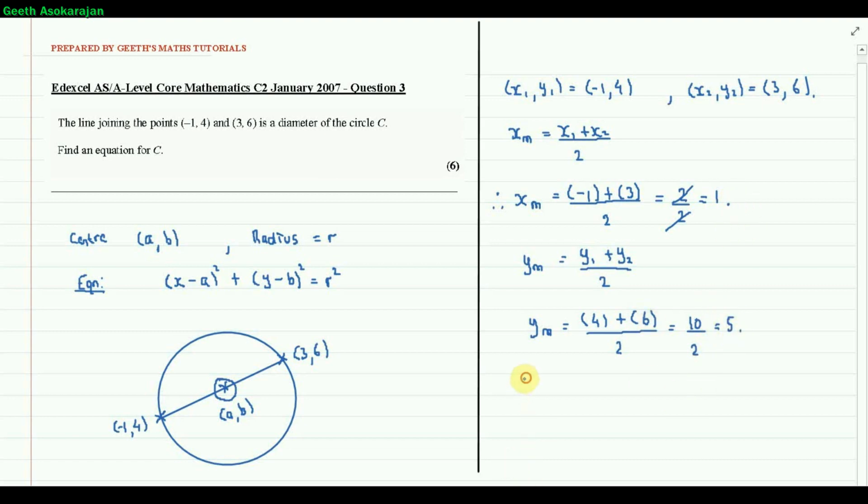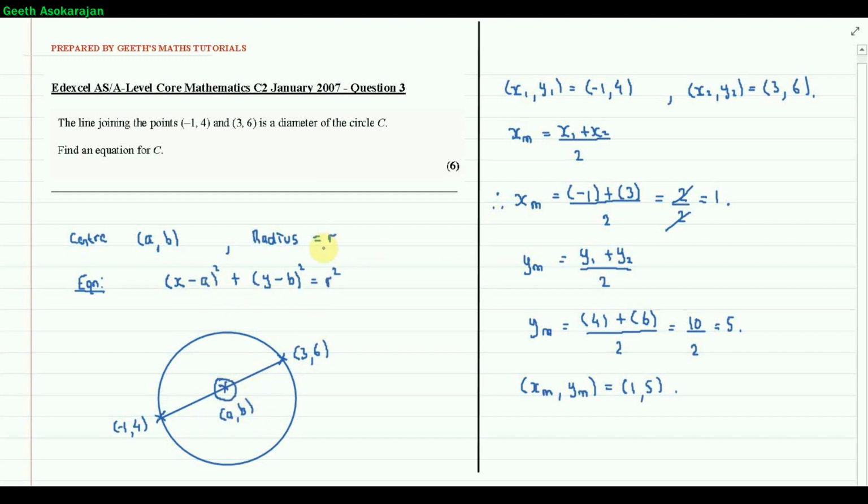So the coordinates of the midpoint, xm and ym, are 1 for xm and 5 for ym. So this is the coordinate of the midpoint, and remember this midpoint forms the center of the circle. So this is the basis for the center of the circle. Right, so we got the center coordinates 1, 5, so these will be a and b respectively in the formula.